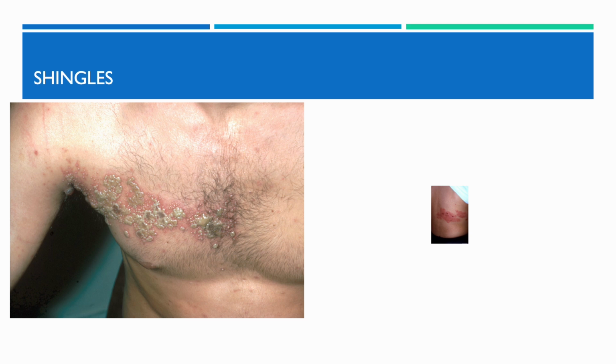As you can see in the left-hand panel, there are clusters of vesicles in a dermatomal or zosteriform distribution which are coalescing to produce blisters. On the right-hand panel, you can see early lesions that haven't yet blistered.